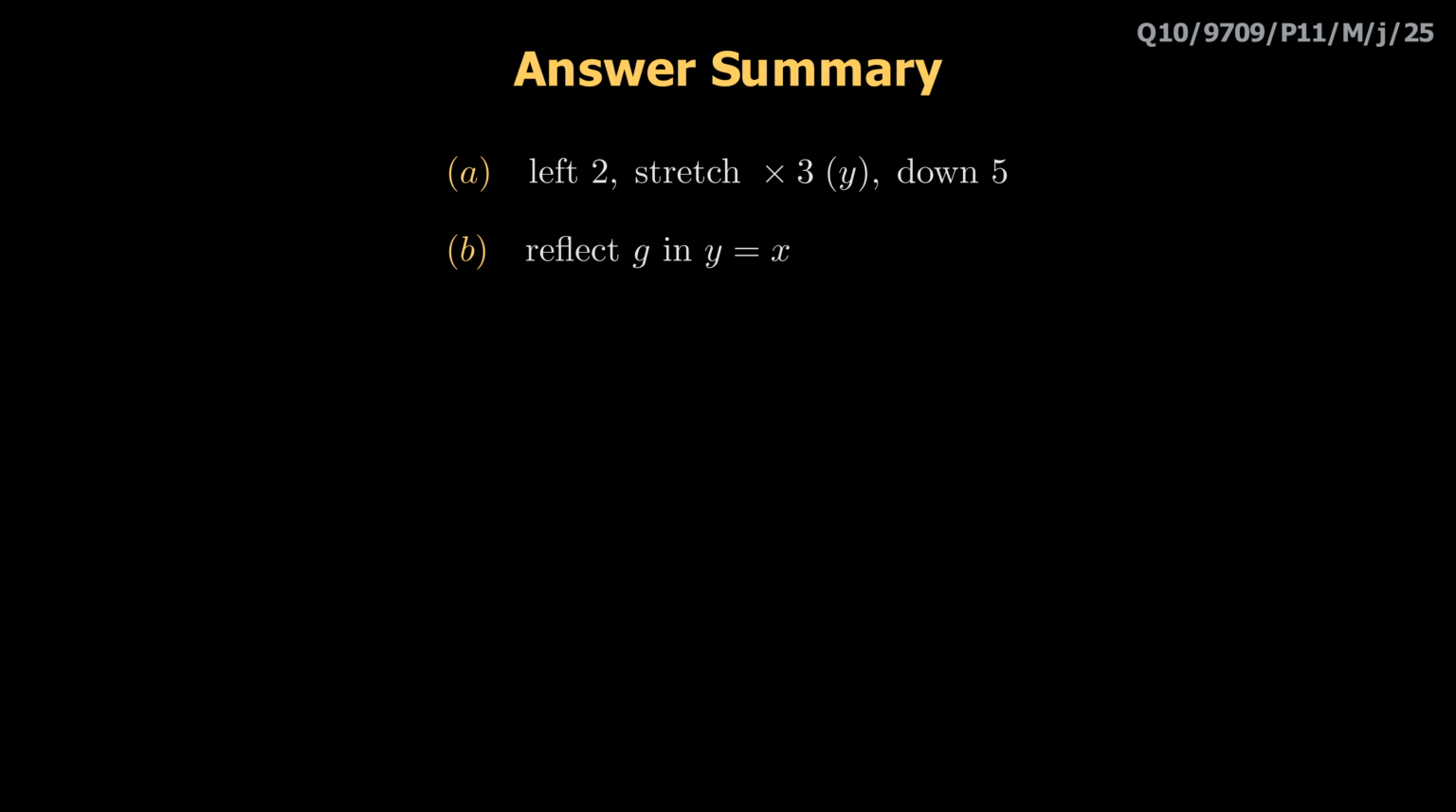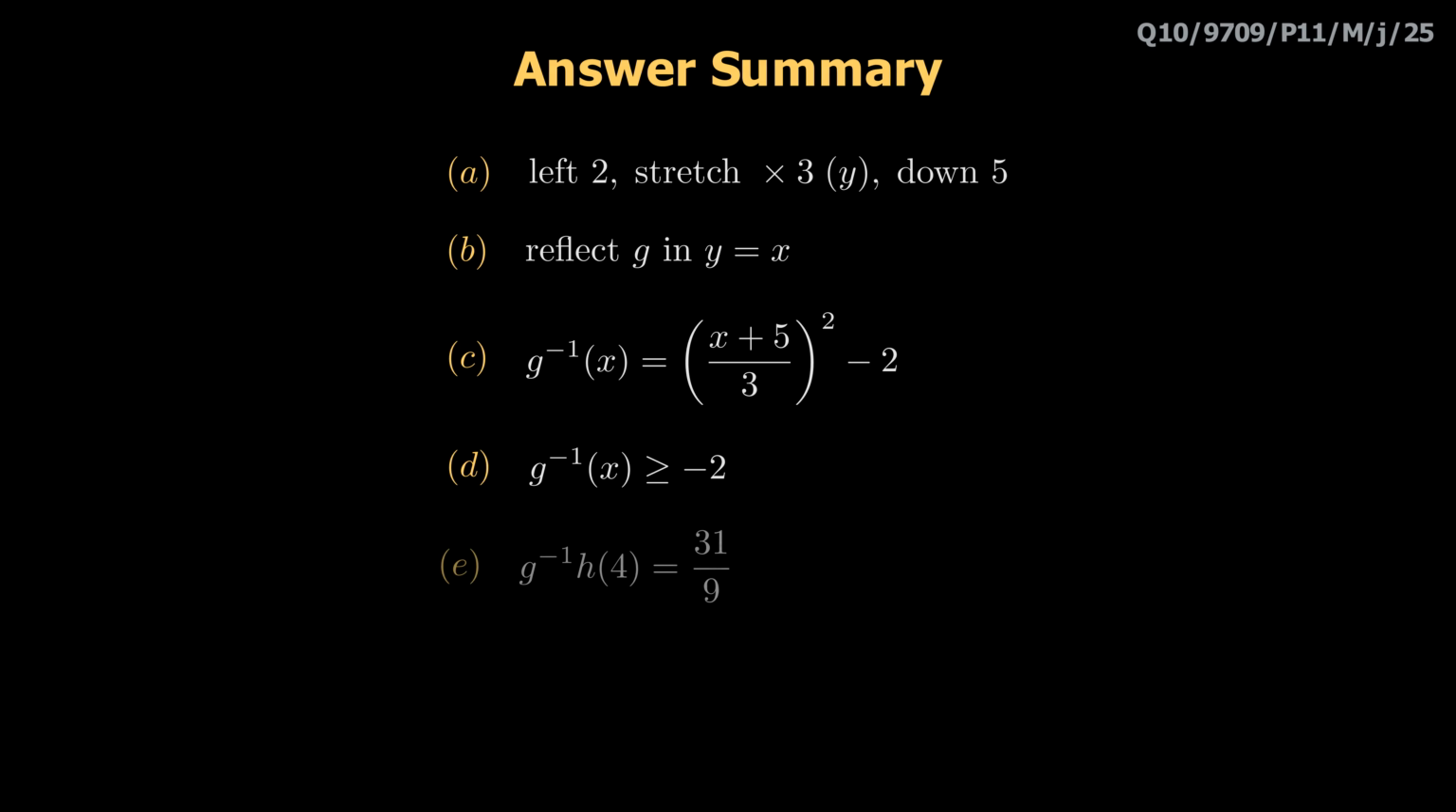Summary of answers. Part A. Translate left 2, stretch in y by 3, then down 5. Part B. Reflect g in y equals x. Part C. G inverse of x equals ((x plus 5) over 3) squared, minus 2. Part D. G inverse of x is at least minus 2. Part E. G inverse of h of 4 equals 31/9. Part F. The range of g inverse is not contained in the domain of h.